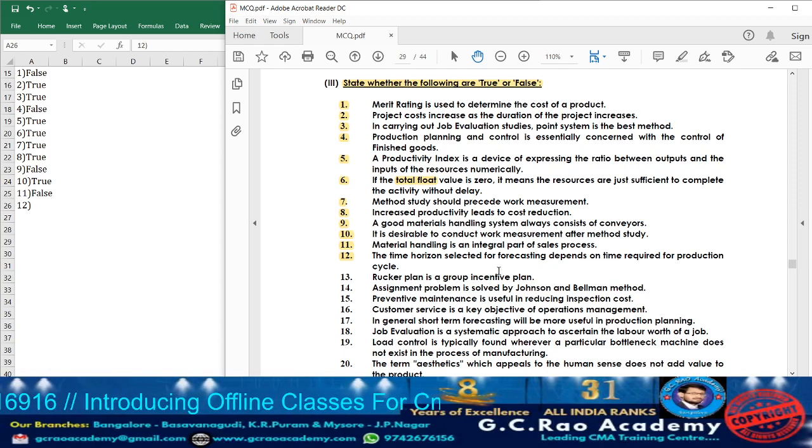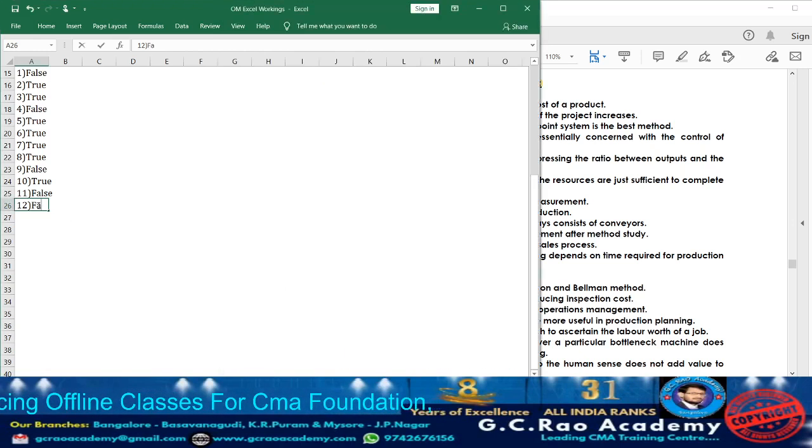By taking into consideration only the production cycle, no, it cannot be the only factor. So accordingly, statement 12, whatever they have given, it is false.